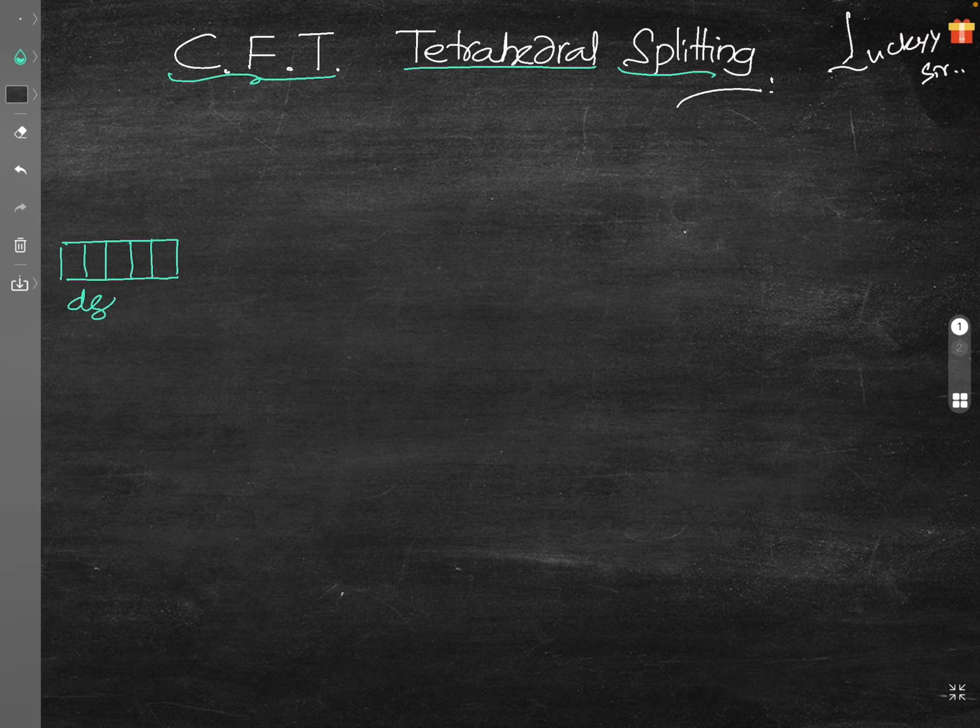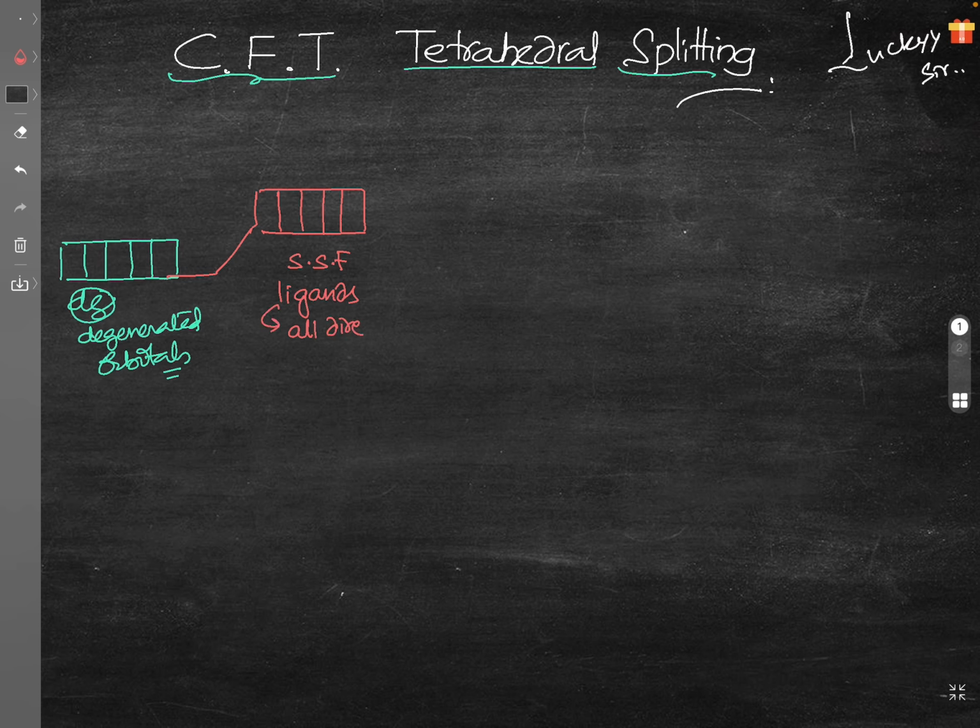These five are degenerated orbitals. Degenerated orbitals means having equal energy. Now what happens is, in a spherically symmetrical field, which means ligands are coming in all directions. Spherically symmetrical field means ligands approach in all directions.